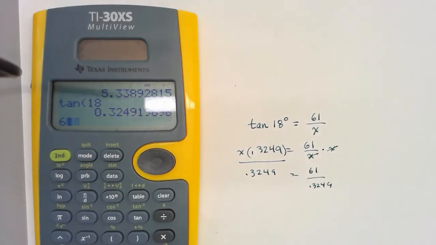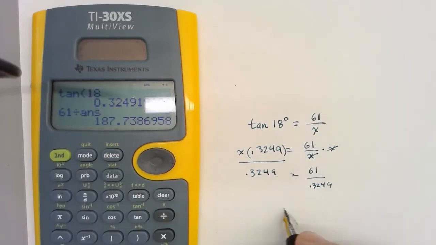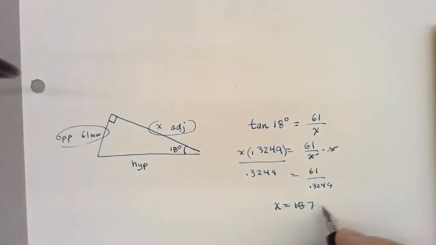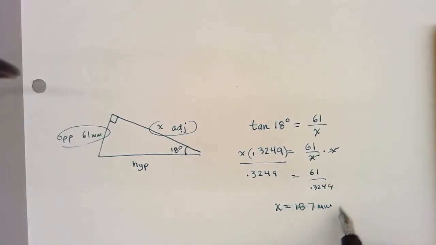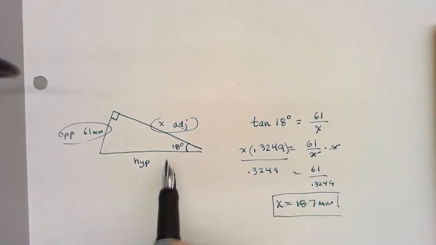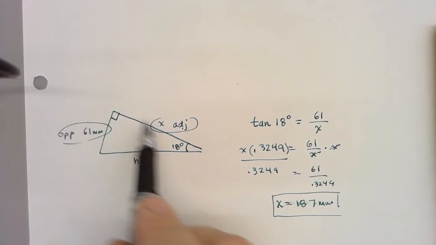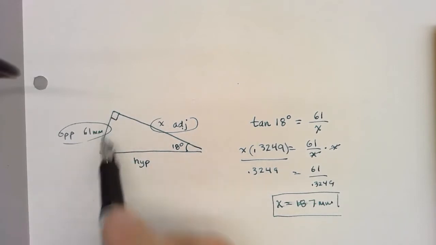So I get 61 divided by that previous answer. So x is a big number. It's 187 with my units here. Millimeters? Millimeters. And if this is drawn anything like to scale, it should make sense. This is 61, and this is a small angle, and so this is a lot longer, and it ends up being over tripled this length.